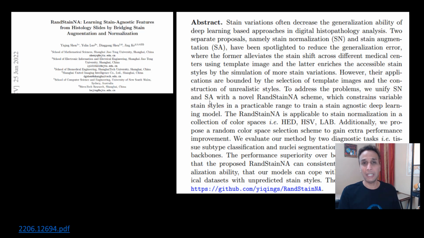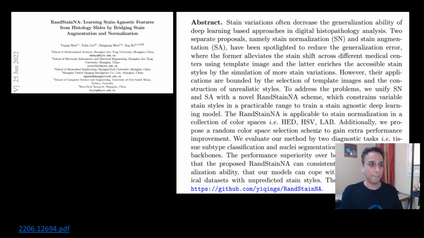But then within a given space, right? Did they mention that here? With a novel scheme, which constrains the variable stain styles in a practicable range, right? Because otherwise, if your images are stain augmented in blue and yellow and all these different spaces that will never happen in your real life samples, then that's not a good way of generalizing your model. So basically, you need to know the space within which you need to work. That's exactly what these guys are proposing.